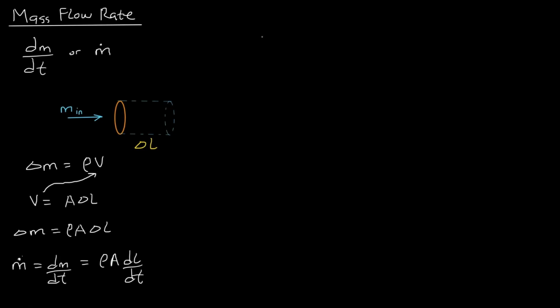dl/dt, which is the derivative of distance with respect to time, is the average velocity of the fluid as it enters the opening. So we can write our mass flow rate as the density multiplied by cross-sectional area multiplied by velocity. Also remember that density is the inverse of specific volume. It will be useful to use specific volume instead of density, since we use it a lot more often. So our mass flow rate equals cross-sectional area multiplied by velocity divided by specific volume.